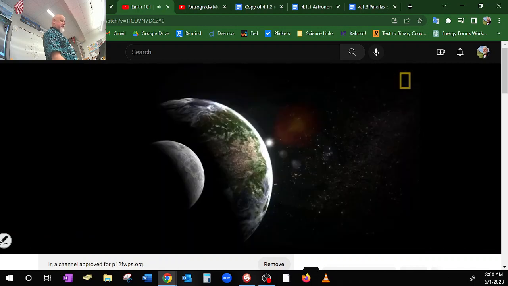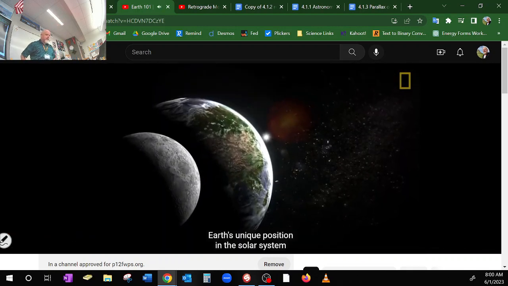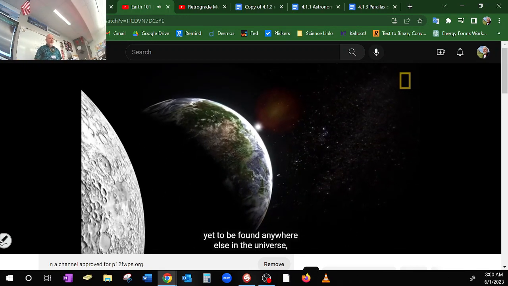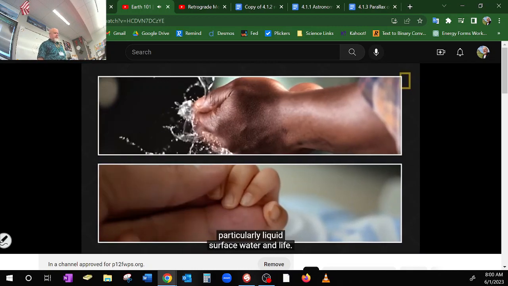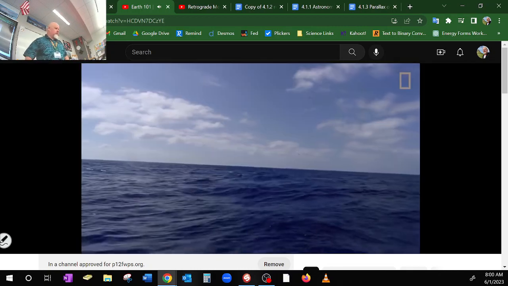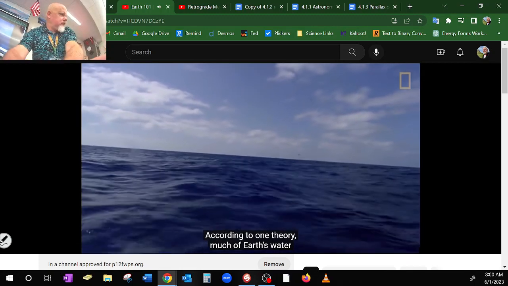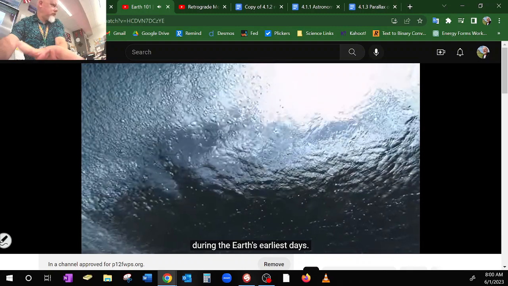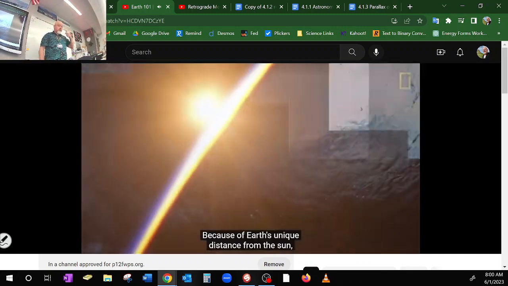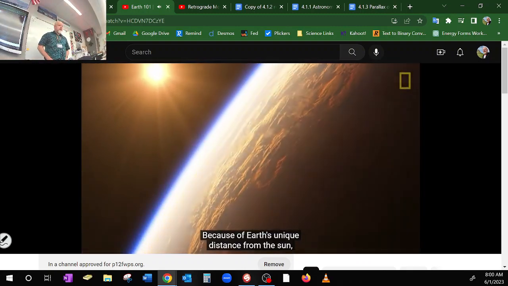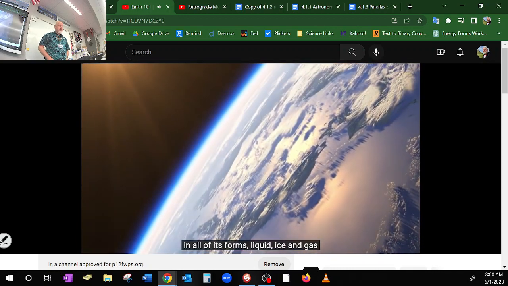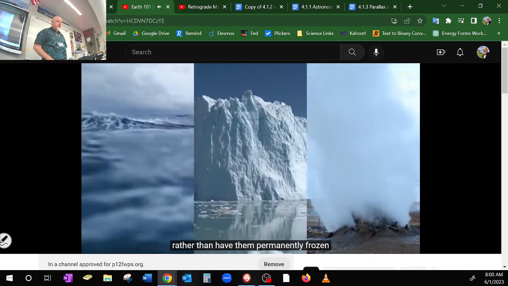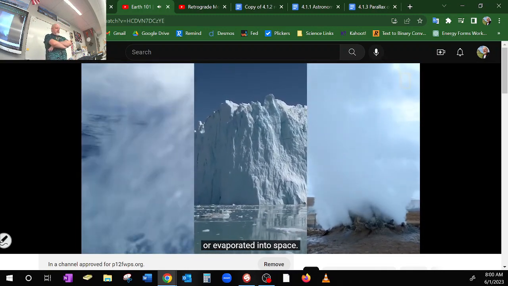Earth's unique position in the solar system allows it to house phenomena yet to be found anywhere else in the universe, particularly liquid surface water and life. According to one theory, much of Earth's water is as old as its rocks, both of which formed during the Earth's earliest days. Because of Earth's unique distance from the Sun, the planet is able to contain water in all of its forms, liquid, ice, and gas, rather than have them permanently frozen or evaporated into space.